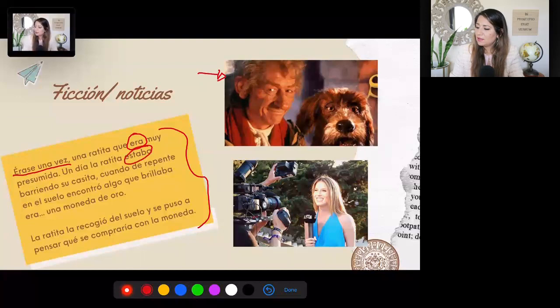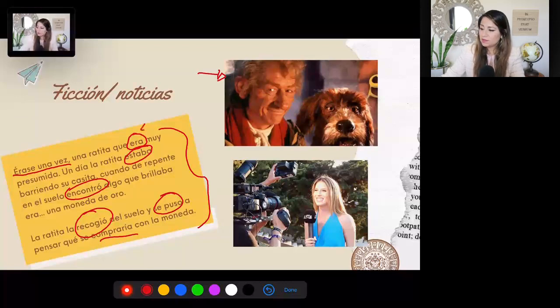So here you say era, estaba, let's see, encontró, recogió, usó, and then compraría. That's not imperfect or preterit. That's actually conditional, which you guys will learn after Spanish 1 and 2. But I just wanted to show you this short story where you can see that they can be one right after the other, depending on what you're describing. So this is imperfect. This is imperfect. This is preterit. This is imperfect. Oh, sorry, no, this is preterit and this is preterit.